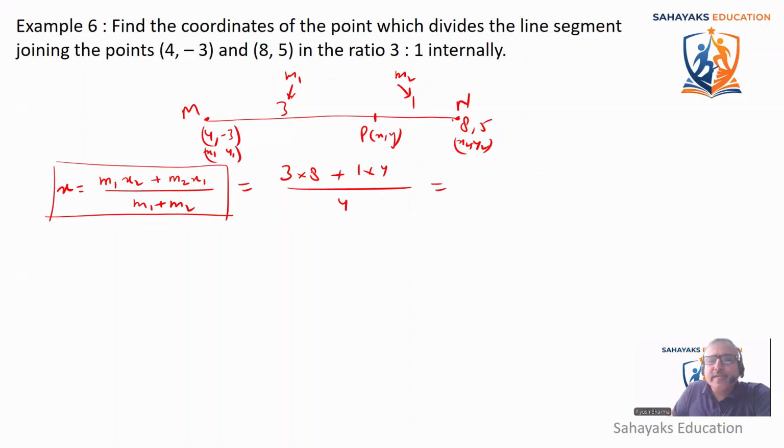So this comes out to be 8 3 24, 24 plus 4 is 28, divided by 4. That comes out to be 7. The value of x is 7. So this point comes out to be 7x.